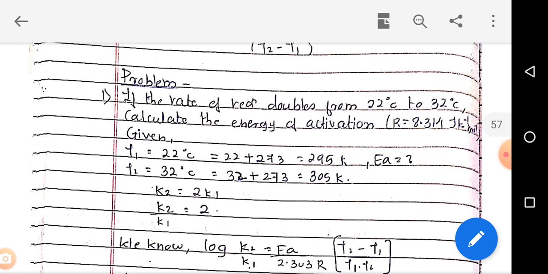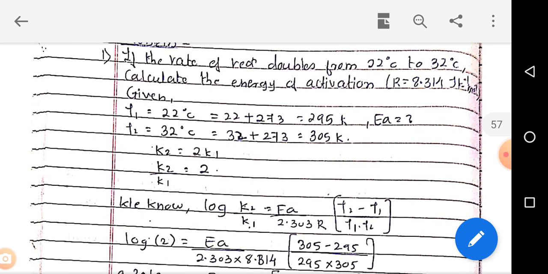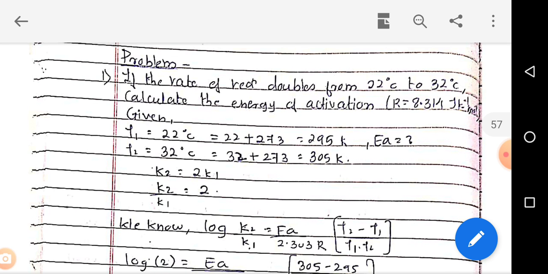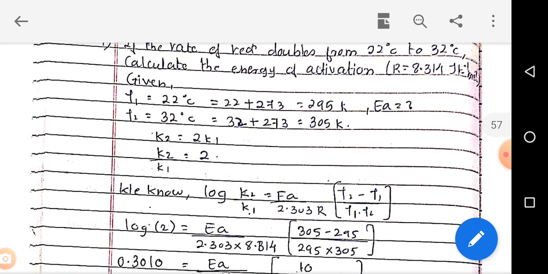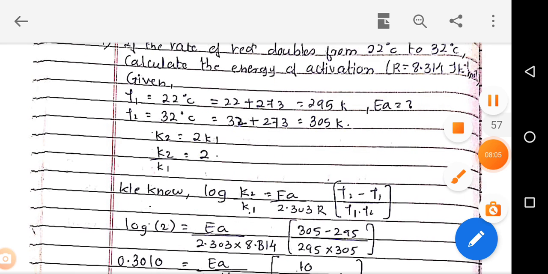The second temperature is 32 degrees centigrade. Converting this into Kelvin, 32 plus 273 means 305 Kelvin. Next, K2 is equal to 2 K1, meaning K2 divided by K1 is equal to 2. We know that the rate of the reaction doubles from 22 to 32 degrees centigrade, which means the K2 value is double the K1 value. So K2 is equal to 2 K1. Taking K1 aside, K2 divided by K1 is equal to 2.